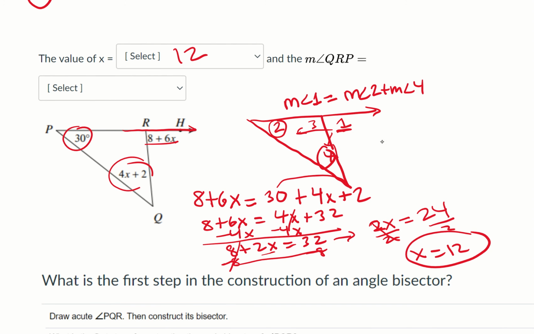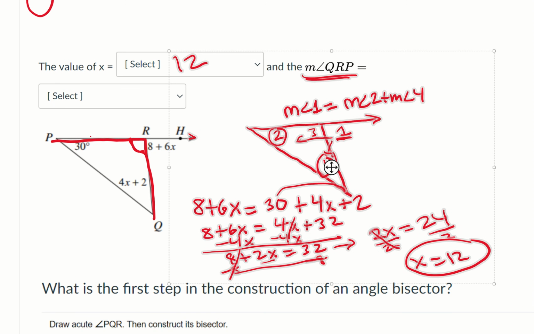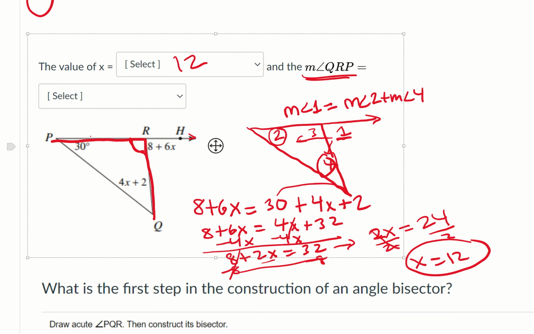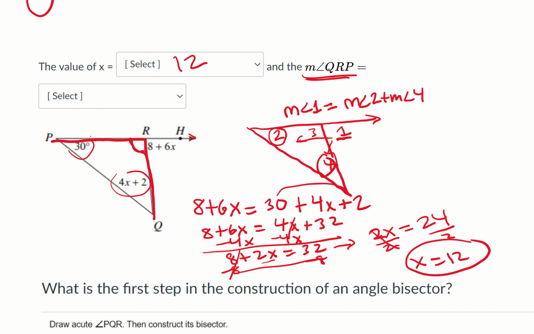And so now that we got x is 12, what is the measure of QRP? So this is QRP. So you want to figure this angle out. To find that angle, well, we already know what these angles are, right? Because we know what x is. X is 12. So if we plug in 12 there, that's 4 times 12 plus 2. 4 times 12 is 48. 48 plus 2 is 50. So this is 50 degrees. So let's replace this with 50 degrees. So that's 50. That's 30.